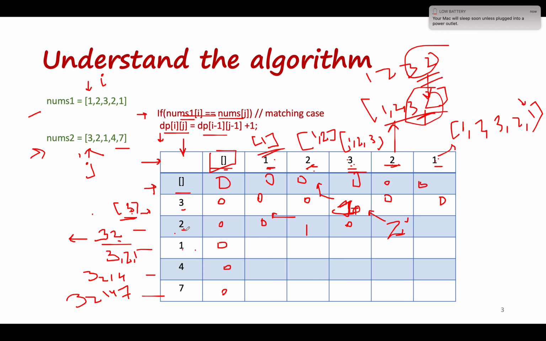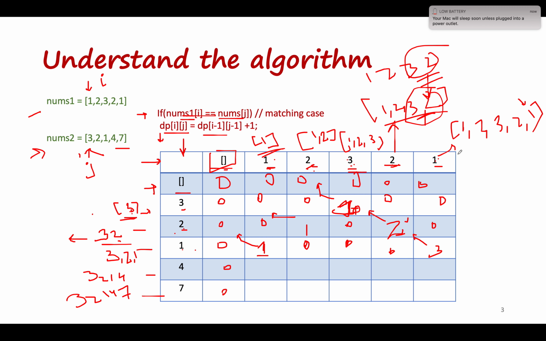Let's continue the process. 2 doesn't match with 1, we'll fill in 0. 1 matches with 1, so you'll go up and add 1. So 1 gets updated here. 1 and 2, 0. 1 and 3, 0. 1 and 2, 0. 1 and 1, it's a matching case, so take the diagonally up value. 2 plus 1 is 3, so 3 gets added.